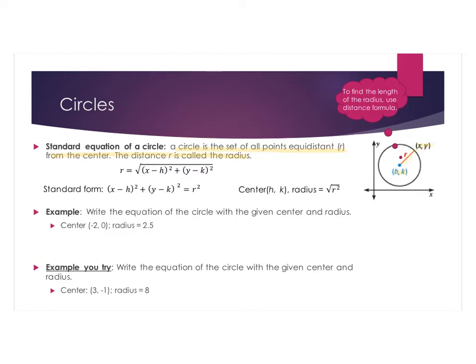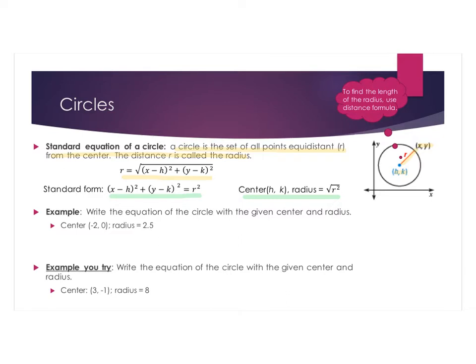If I were to draw the line segment connecting the points h, k, and x, y, we get our radius, r. And to find the length of a line segment in the coordinate plane, remember we're going to use the distance formula. So to find our radius, we take x minus h quantity squared plus y minus k quantity squared, and then we square root it. This is our standard form of a circle, x minus h quantity squared plus y minus k quantity squared equals r squared, where the center is h, k and the radius is the square root of r squared.